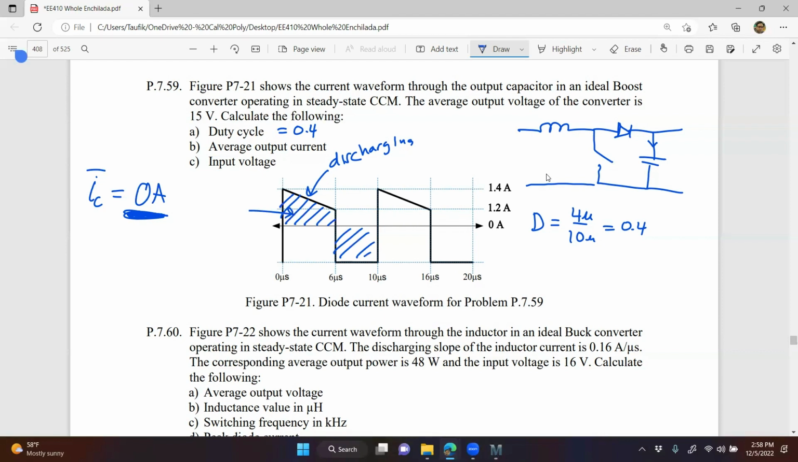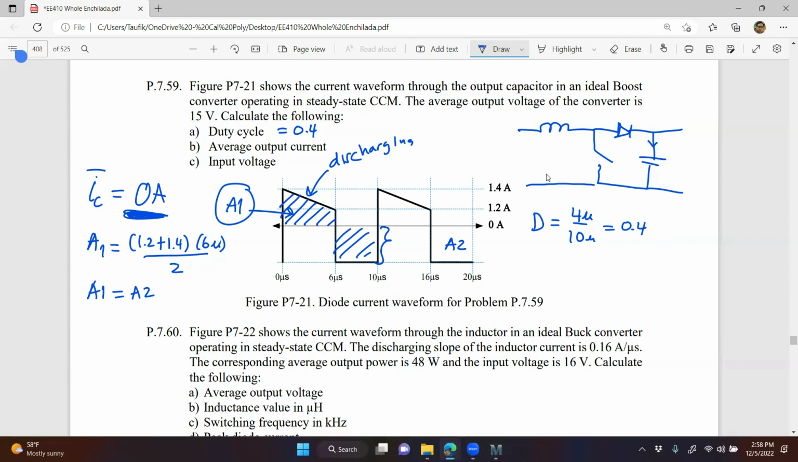Let's call it A1, and the bottom one A2. Can you find A1? Yes. A1 is the area of the trapezoid: (1.2 plus 1.4) times the base, which is 6 microseconds, divided by 2. Area 1 must be equal to area 2. What's missing from area 2 is the offset. That's what you're looking for.